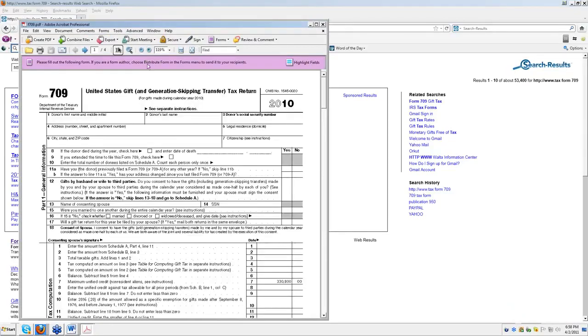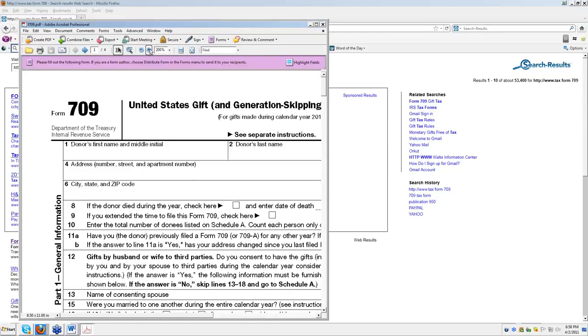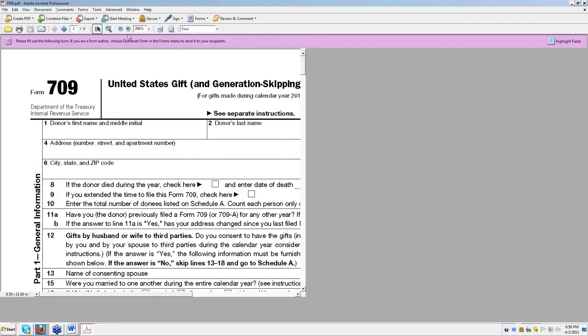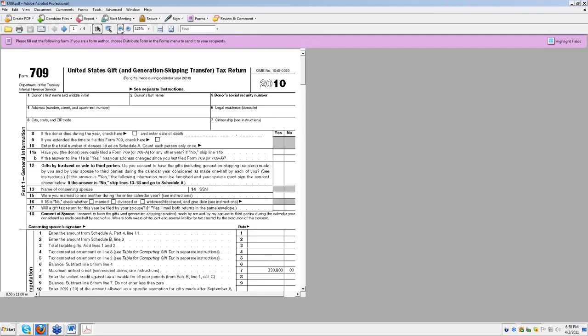Here's the 709. Now, what does this say? You have to understand what you're doing so you'll know how to fill the form out. United States Gift and Generation-Skipping Transfer Tax Return, 2010. Let me reduce it down.